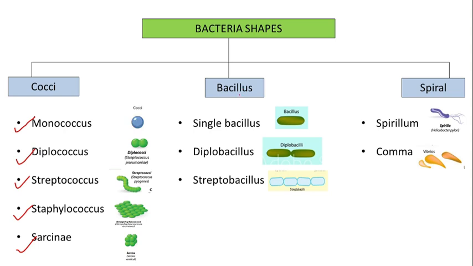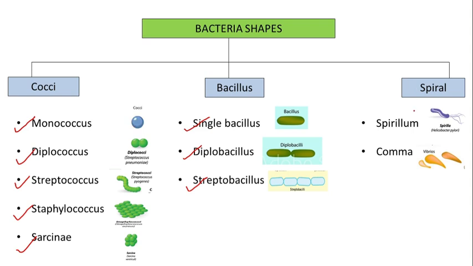Next is Bacillus. Bacillus means those bacteria which are rod-shaped. So rod-shaped bacteria can also be solitary, they can be in pairs, they can be in long chains. So if they are single and solitary, then we call them single bacillus. If they are present in pairs, then we call them diplobacillus. And if these rod-shaped bacteria are present in long chain, then we call them streptobacillus.